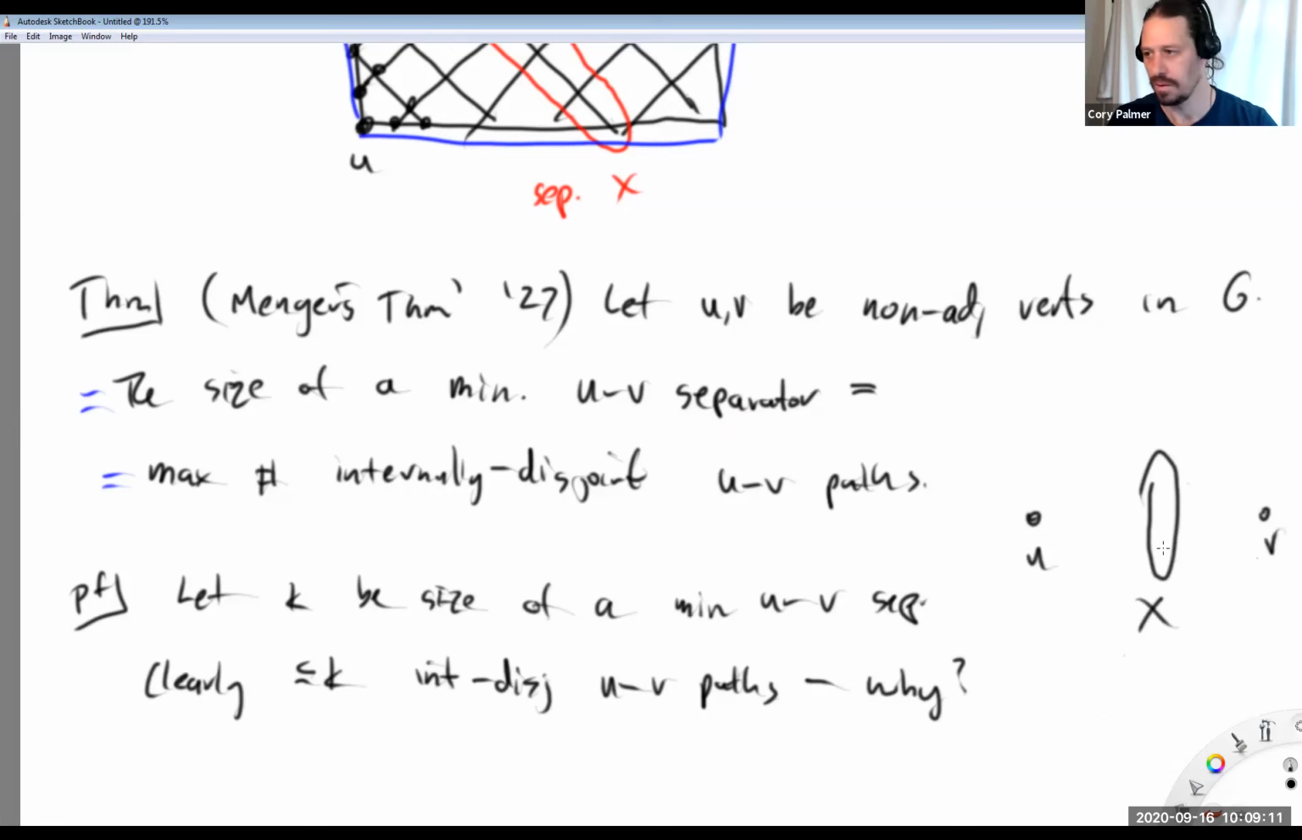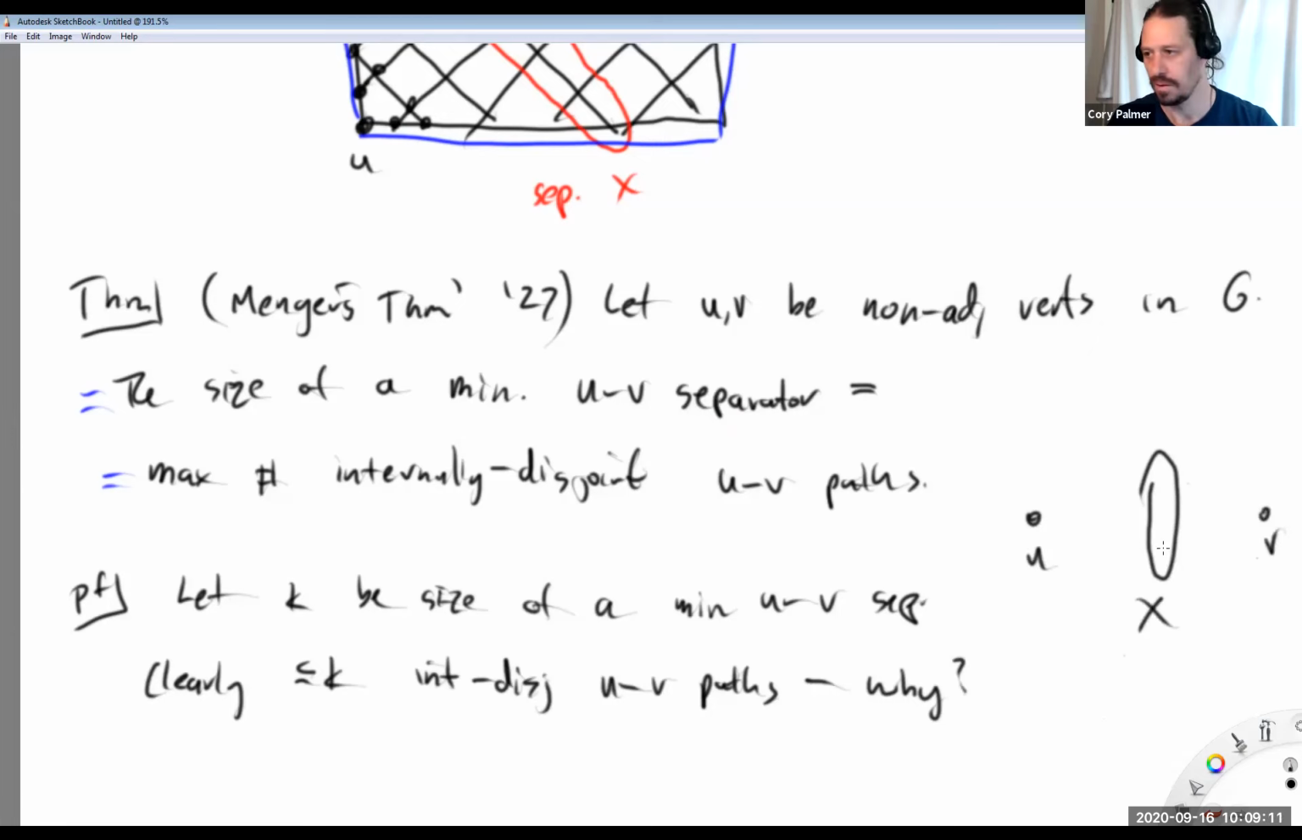And if I want a collection of internally disjoint UV paths, then each of those internally disjoint paths uses at least one of these vertices. Maybe I have some bad ones that are actually using 2, right? But they can't use 0. So each path of an internally disjoint collection, not among all paths, there may be way more than k paths, but internally disjoint ones, I can only get up to k. There's no way I'm getting more than k because each one uses one vertex of the separator, okay?